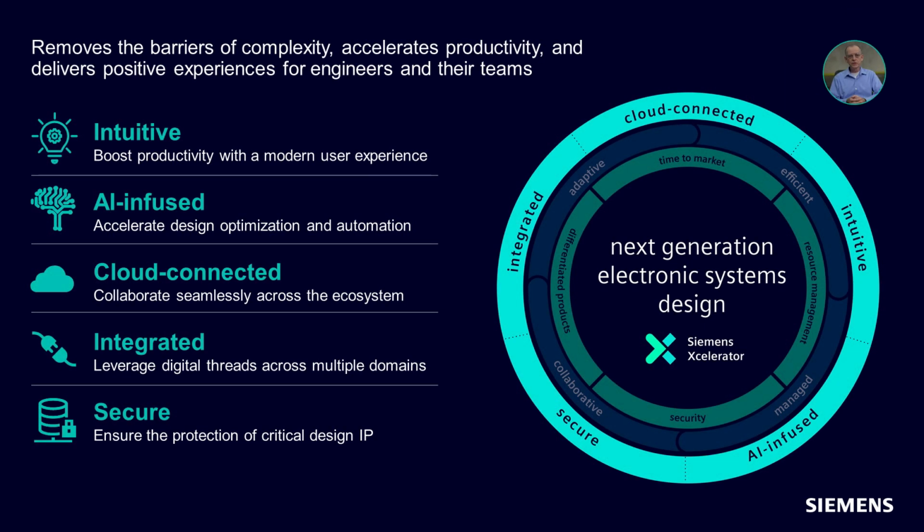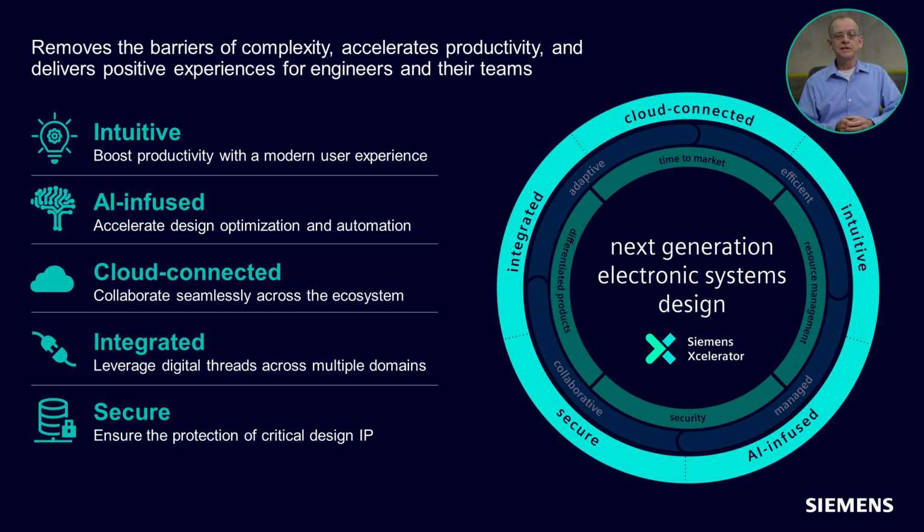So behind these 4 tenets, we have 5 pillars of technology. The first technology is around intuitive. And the next generation electronic system design platform has a totally new user experience that's unified across our entire portfolio. And this user experience is really targeted at creating a level of efficiency that we haven't seen before in electronic design tools.